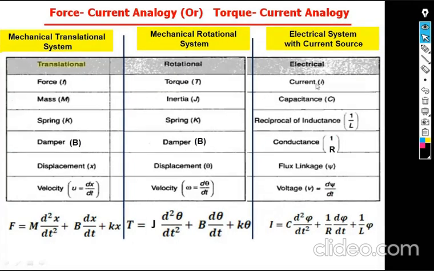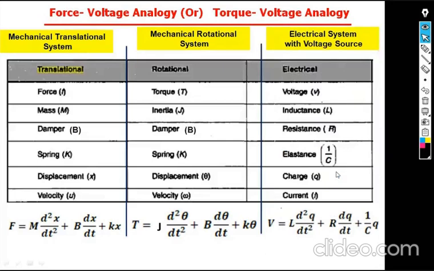Now if you come to the analogy, this time the force will be equal to the current I, and the mass this time is equal to the capacitance C. Similarly, the spring K is equal to 1 by L, and the damper element B is equal to 1 by R, that is conductance. And next, the displacement X is equal to, this time, flux. Previously this was charge, now this time flux.